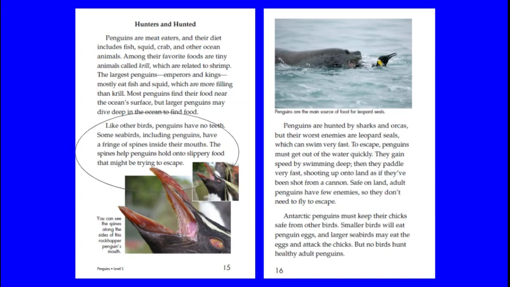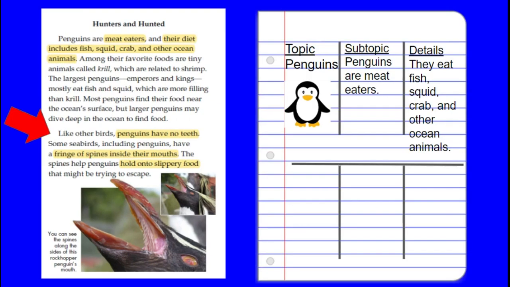Like other birds, penguins have no teeth. Some seabirds, including penguins, have a fringe of spines inside their mouths. The spines help penguins hold on to slippery food that might be trying to escape. Okay, so for this one, I did some highlighting. And again, you don't have to highlight the whole text. I just picked out some really important things that I thought would be important.